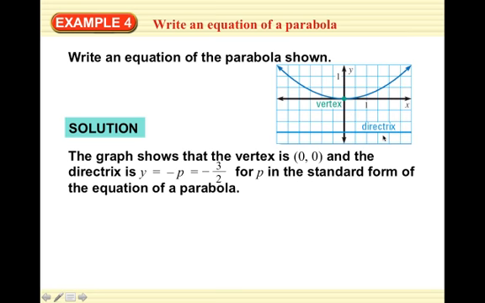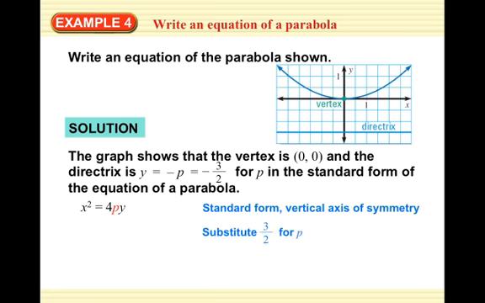Okay, so since this opens up, it's a vertical parabola, like I said, so we look at our little table and see that the equation is x squared equals 4py. So we're going to substitute in 3 halves for p. Again, if negative p equals negative 3 halves, positive 3 halves equals p. So x squared is going to equal 4 times 3 halves times y. We're going to simplify. 4 times 3 is 12, over 2 is 6, so x squared equals 6y. And that's our equation.